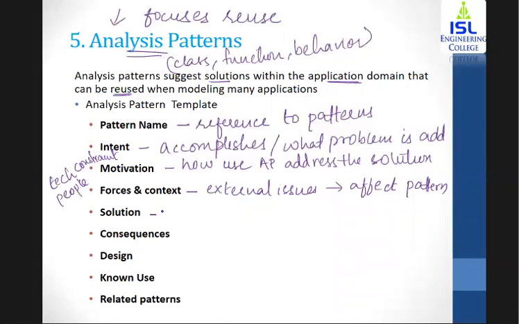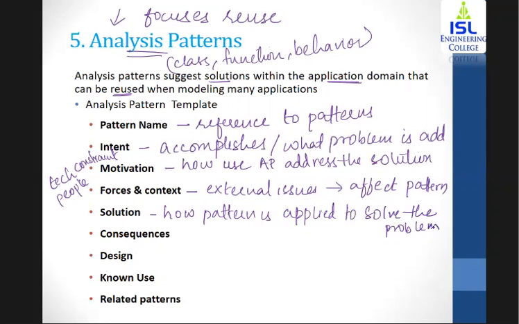Then the next one is solution. Solution means how you're going to apply the pattern, how the pattern is applied so that you can solve the problem.